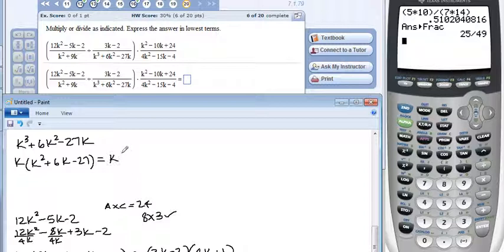Don't forget that. I have a k for my variable. I've got a negative here, so that's 1 plus 1 minus. And I'm taking two numbers that multiply to 27 and subtract to 6. So that would be the 3 times 9, right? I want a positive 6, so I'm going to put the 9 here and the 3 here. So that's what goes there. K plus 9, k minus 3.